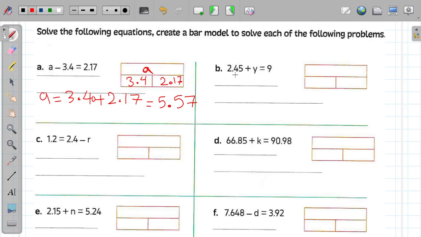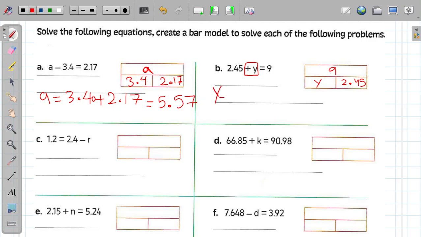I have here 2.45 plus y equals 9. Here y is added to another number, so y here is a small number, y here is a part. Okay, so I will write y down first. And I will choose the first number as the total number, and it is 9, because 9 is the total or the sum of the two numbers. So 9 will be written up and the other number will be written down, so it will be 2.45.